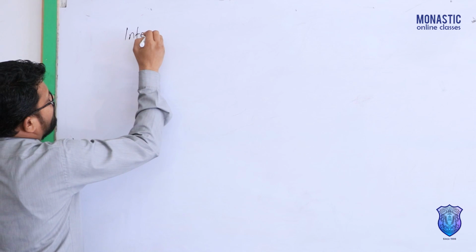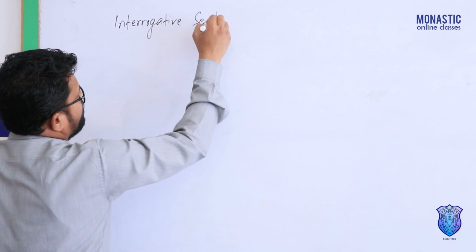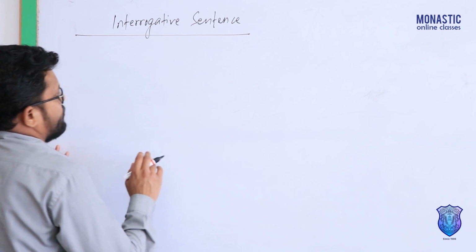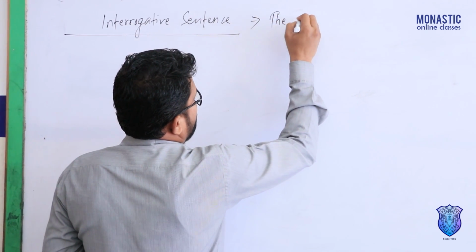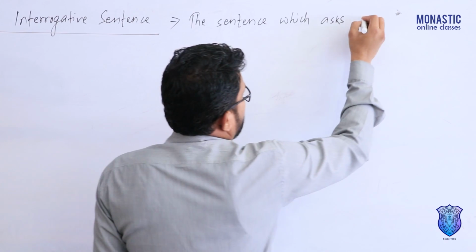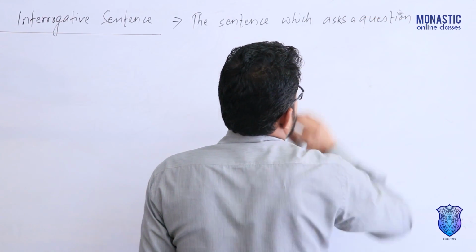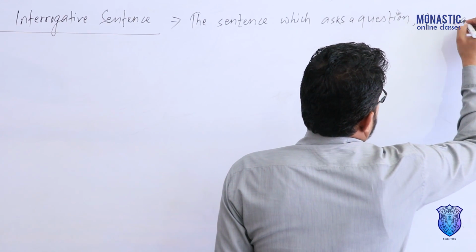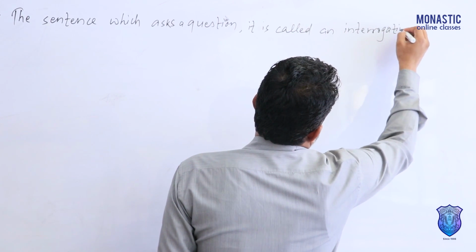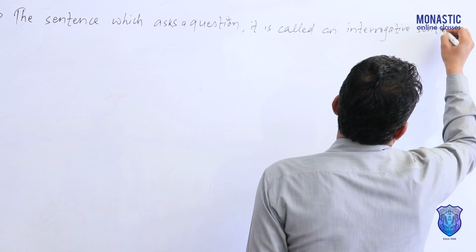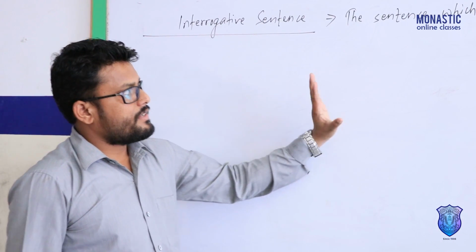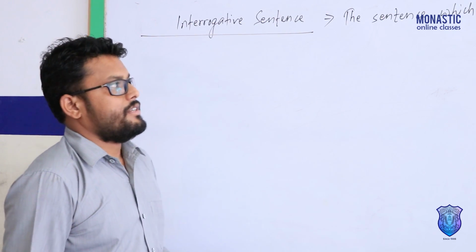So this is the interrogative sentence. Very first, we can talk about what an interrogative sentence is. A sentence which asks a question is called an interrogative sentence. It's a very simple definition. You can simply understand that the sentence which asks a question is known as an interrogative sentence.